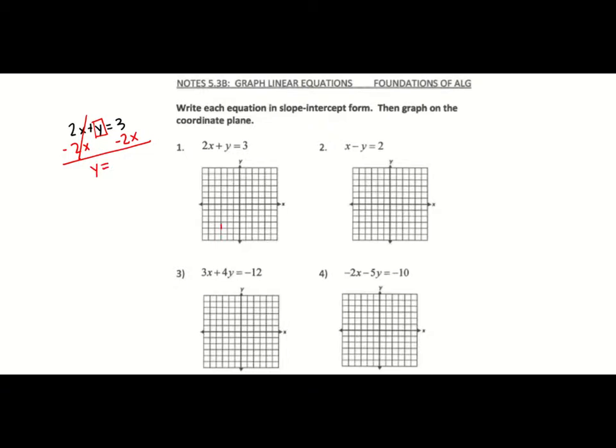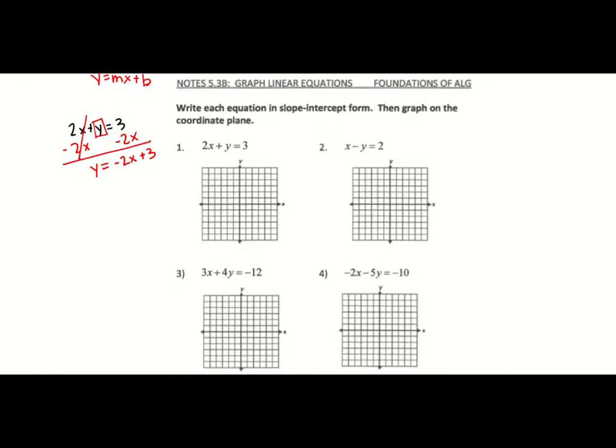Over on this side, when I look at my y-intercept form, y equals mx plus b, I always have that x term first, so I like to keep my x terms first to keep it in that form. So when I write my new equation on this side, I have a negative 2x and a positive 3. So now that I have it in slope-intercept form, I'm ready to graph.